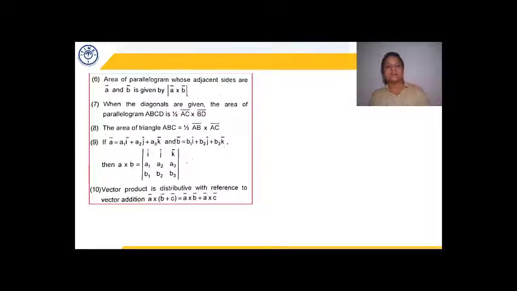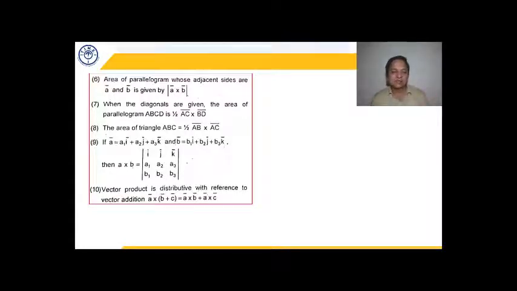When the diagonals are given, the area of parallelogram ABCD is half AC cross BD. We do the cross product of the diagonals and divide that value by two. Area of a triangle is modulus of AB cross AC divided by 2. Area is AB cross AC by 2, and when parallelogram diagonals are given, it is AC cross BD by 2. And how do we find the cross product?